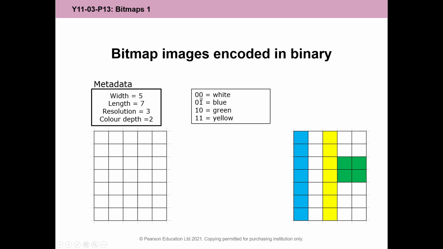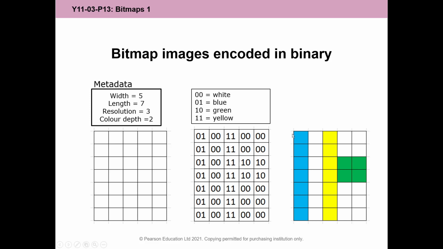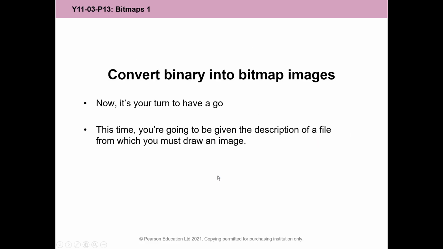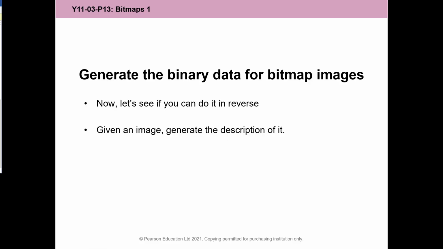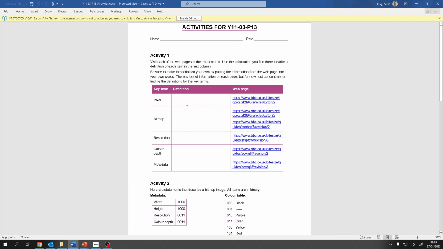So let's have a look. If we were to represent this image, we've got a particular pattern for one color, blue, 0 and 1. Particular pattern for white, 0, 0. You get the idea. It's quite nice and simple. So let's just go straight on to the P13 activities. Here we go. You need to define these. You've got your definitions on here.